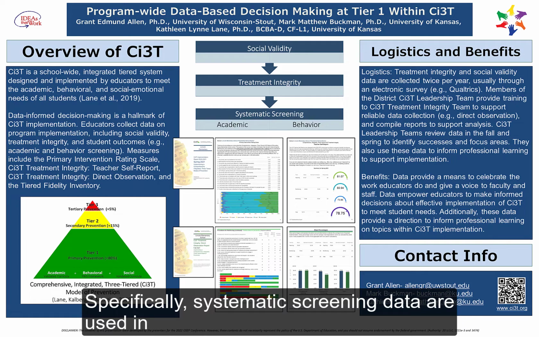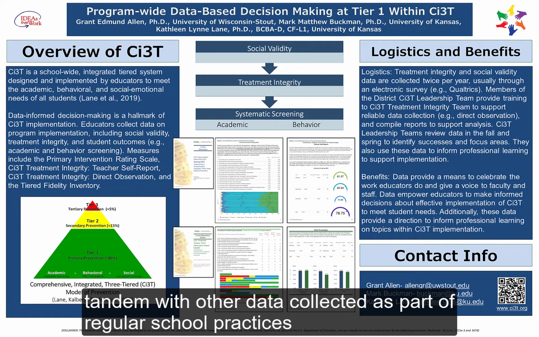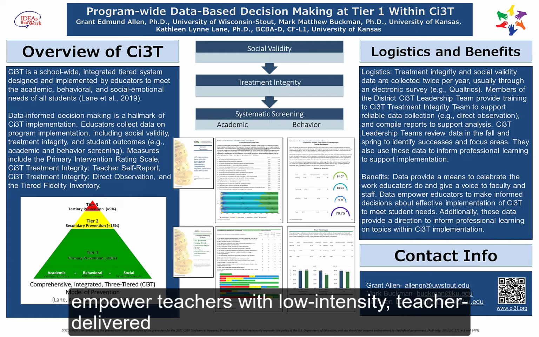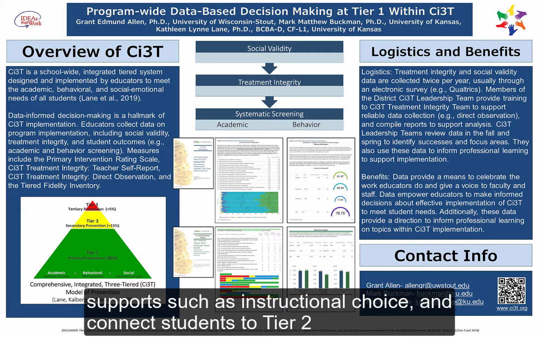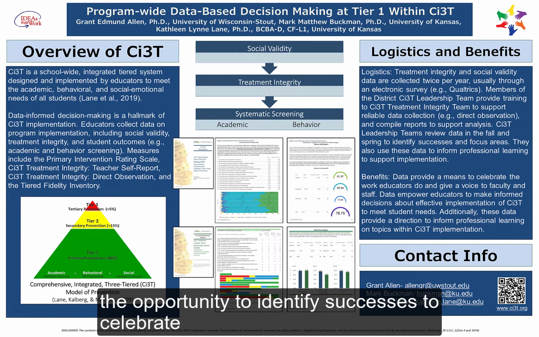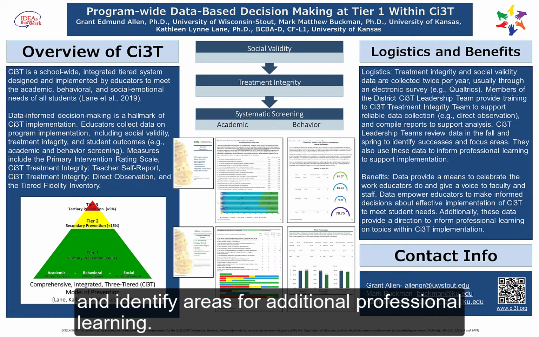Specifically, systematic screening data are used in tandem with other data collected as part of regular school practices, such as attendance and office discipline referrals, to inform Tier 1 practices, empower teachers with low-intensity, teacher-delivered supports such as instructional choice, and connect students to Tier 2 and Tier 3 support. These data allow Ci3T leadership team members the opportunity to identify successes to celebrate and identify areas for additional professional learning.